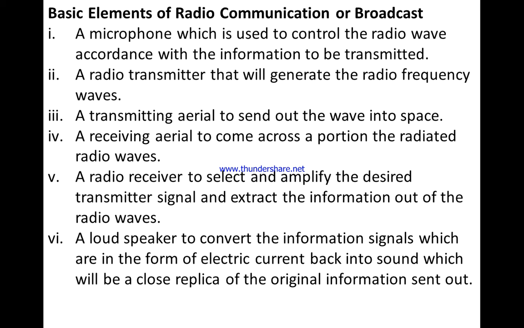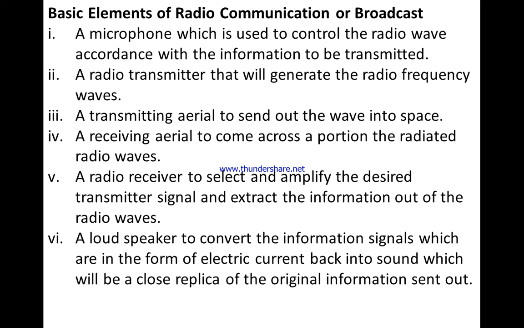The receiving aerial is now in your home to come across a portion of the radiated radio waves, that is, your radio or your television aerial now comes across a portion of the radio waves or the television waves and then transmits it into the receiver, which is a device inside your television or radio. So number five is a radio receiver to select and amplify the desired transmitter signal and extract the information out of the radio waves. After this has been done, number six is the loudspeaker to convert the information signals, which are in form of electric current, back into sound, which will be a close replica of the original information sent out.